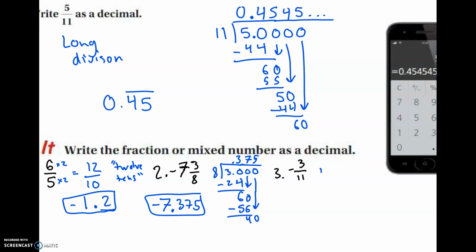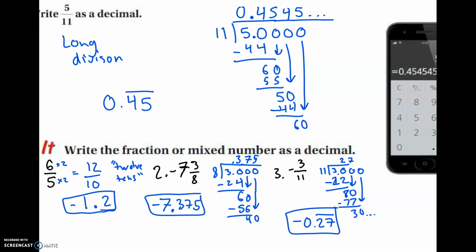All right, so 11 goes into 3 0 times, but it goes into 32 times. That's 22. Goes into 8 7 times. That's 77. And notice the pattern is going to repeat again. So it's going to be negative 0.27 repeating.